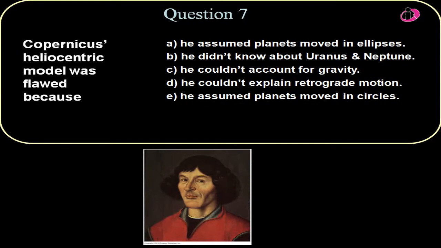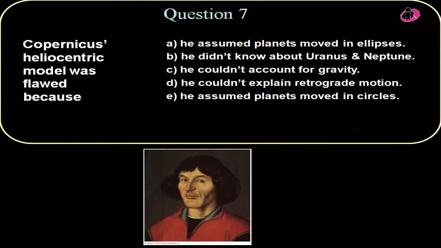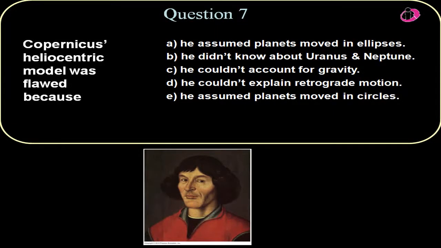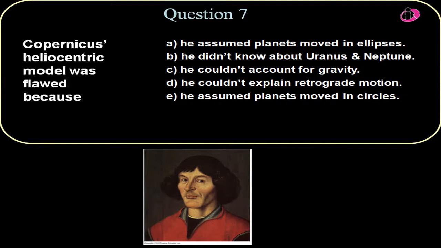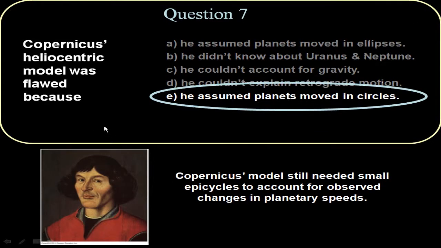In fact, question number 7 says Copernicus's heliocentric model was slightly flawed, because he assumed the planets moved in circles around the sun, where actually the sun and the planets move around their own common center of mass, and the net effect is that the planets seem to move in an elliptical orbit about the sun, where actually the sun is just kind of wobbling around as the planets are moving around, and the net effect is an ellipse. So he had to keep small epicycles to account for small changes, but it was really a very, very minute correction.